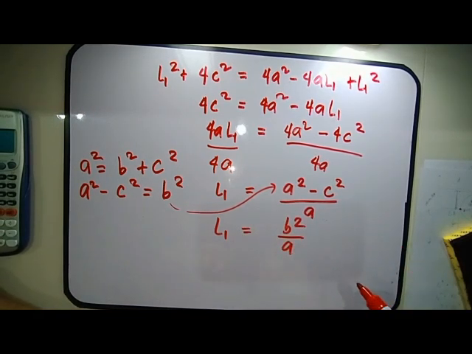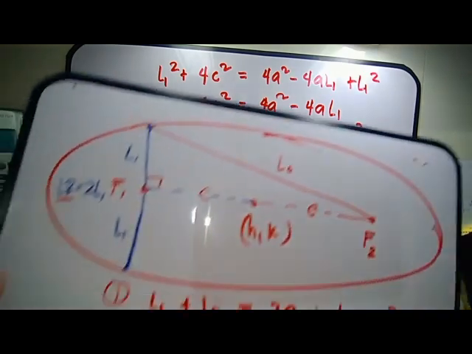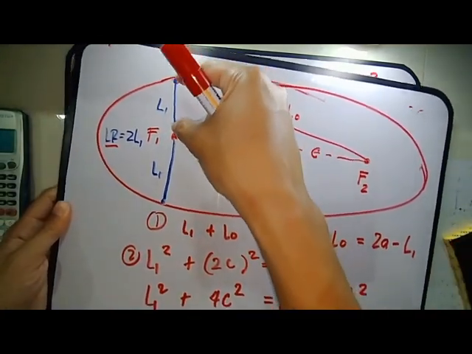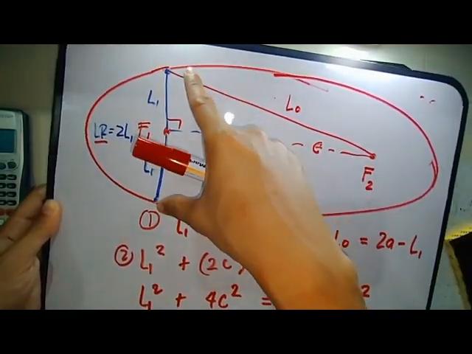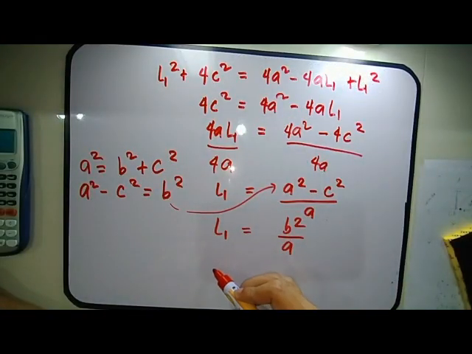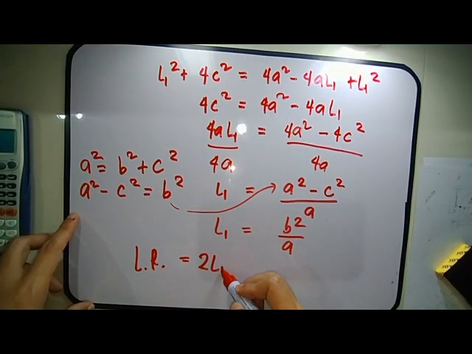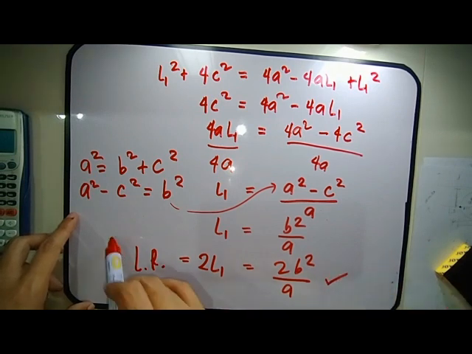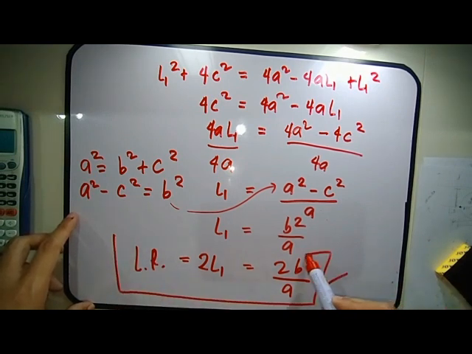So, ito yung, we can say that this is 1/2 of the latus rectum here. So, ito siya. Yung kalahati. So, yung buo, so the whole length is 2 times L1. So, ang latus rectum natin is equal to 2 times L1 or you have 2B squared over A. So, ito guys yung latus rectum natin.